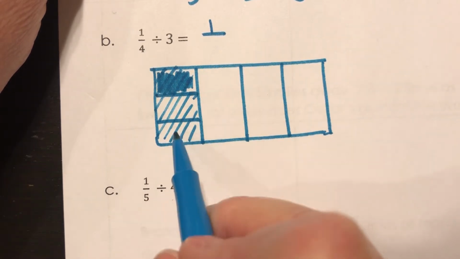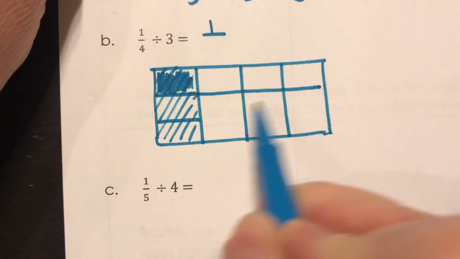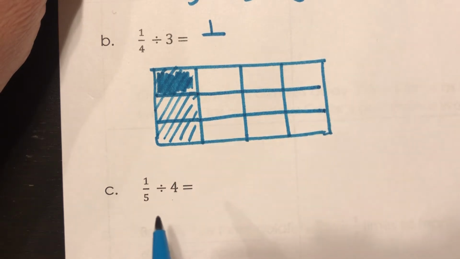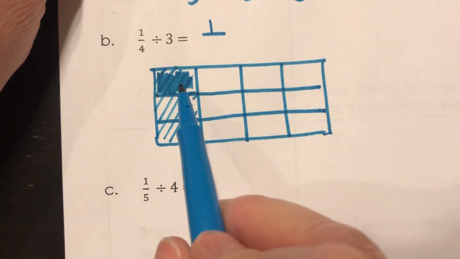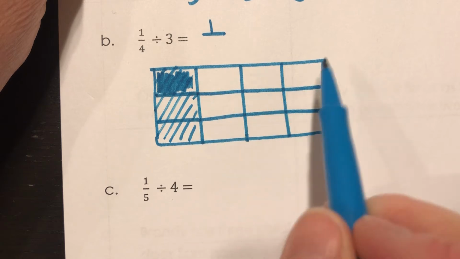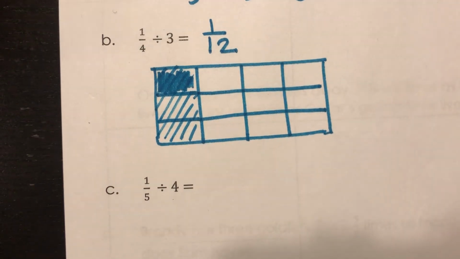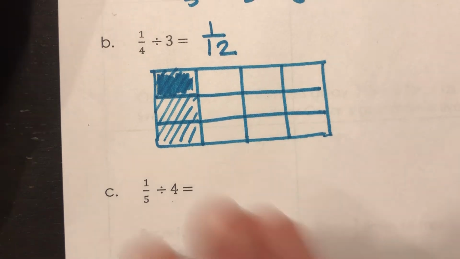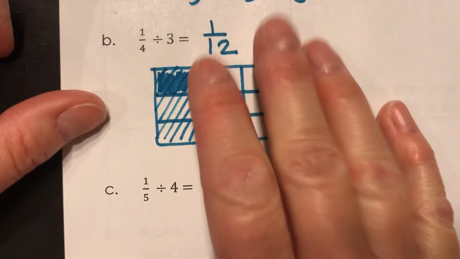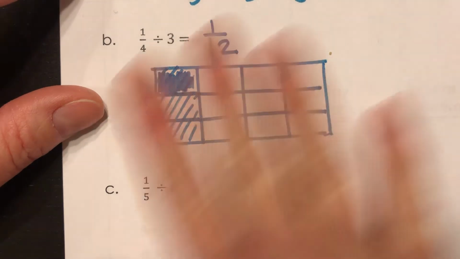Well, if this was broken up into 3 pieces, then break all the rest of them up into 3 pieces as well. And now we can see it's 1 out of 3, 6, 9, 12. So each person would get 1/12 of the whole candy bar. So that is what 1/4 divided by 3 would look like.